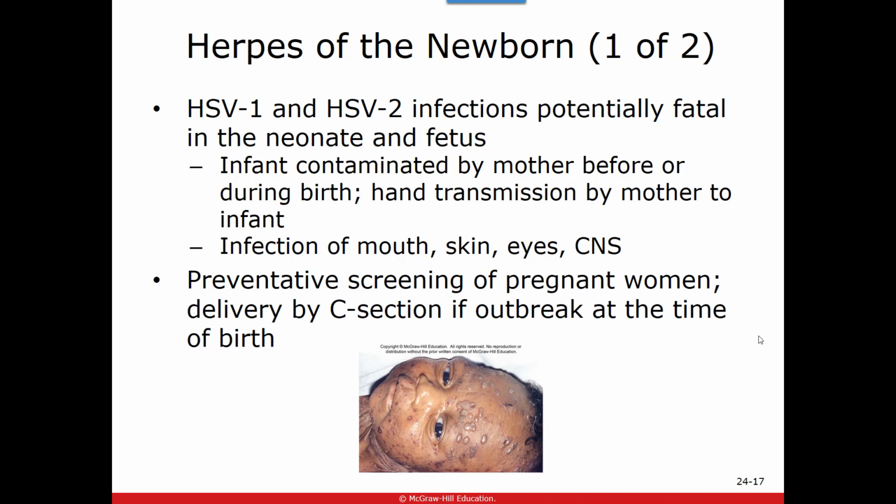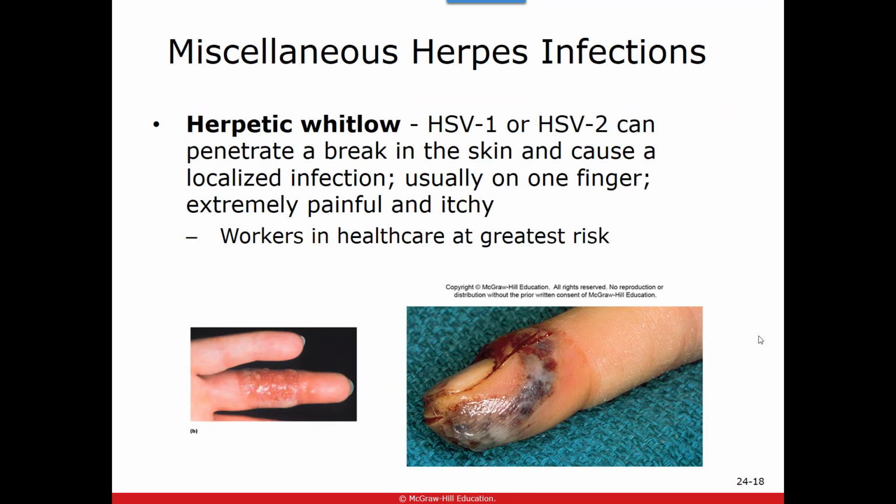Another herpes infection that can happen, and maybe you know someone that's had this, is called the herpetic whitlow. Both simplex 1 and simplex 2 can cause it, and it's generally any kind of dent, damage, cut, scrape, or bruise to the finger that aggravates this virus, and it causes an inflammation, extremely painful, itchy around that skin.